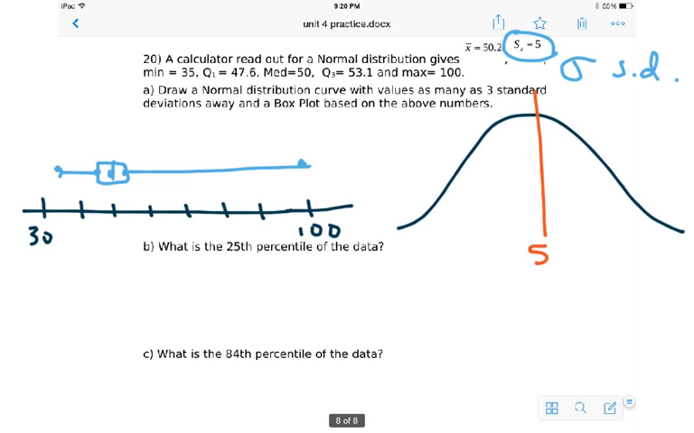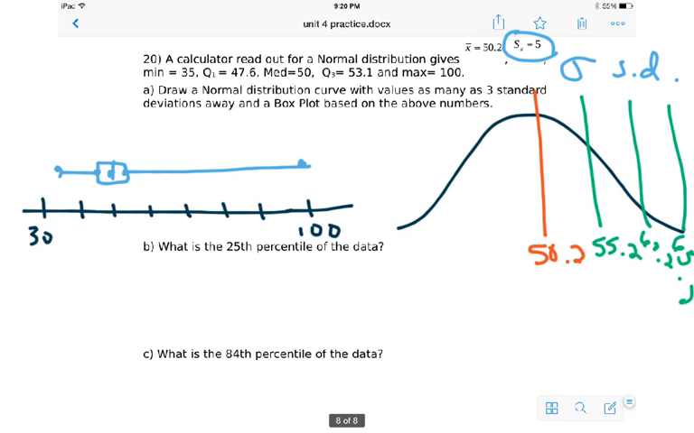The mean, which is not the same thing as the median, is at 50.2 if I look back at the data correctly. Now I'm going to go back again and do my standard deviations, which are going to be at 55.2, 60.2, and 65.2. Sorry, I'm running out of space here.